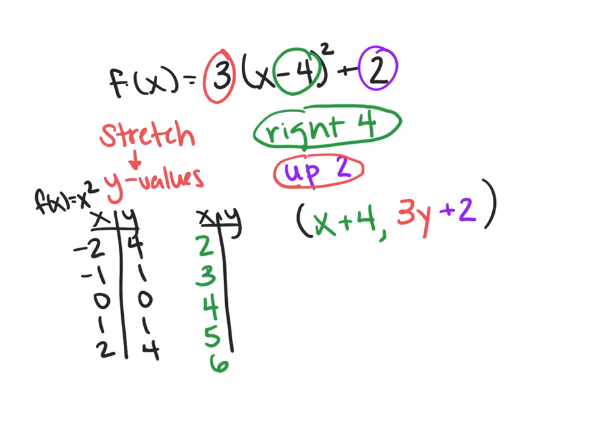And then my y's all got stretched by 3, so I'm going to multiply every y by 3 and then add 2. So 3 times 4, 12, and then add 2, that's 14. 3 times 1, 3, add 2, that's 5. 3 times 0, 0, add 2, that's 2. 3 times 1, 3, add 2, that's 5. And 3 times 4 is 12, add 2, that's 14. So here are the new points. All I have to do is plot those points, and I can graph this equation.